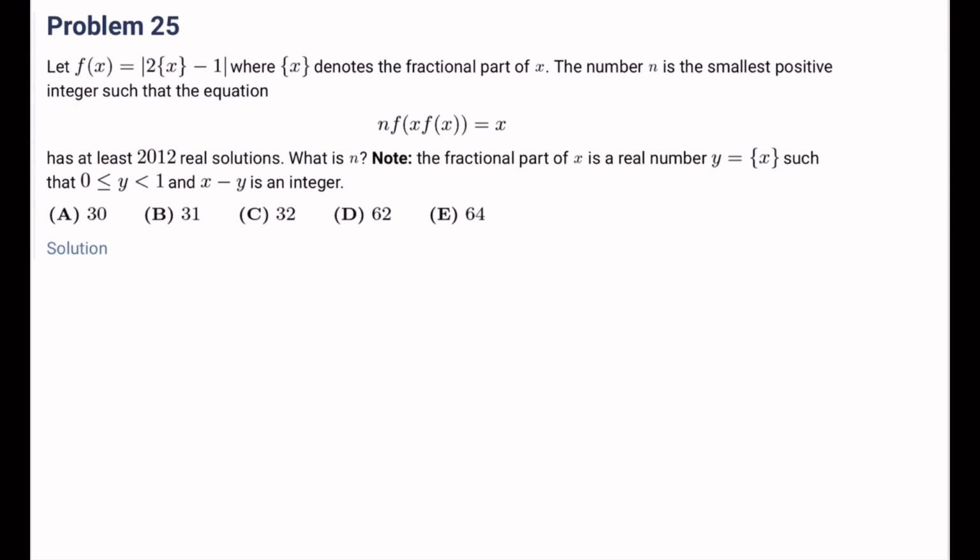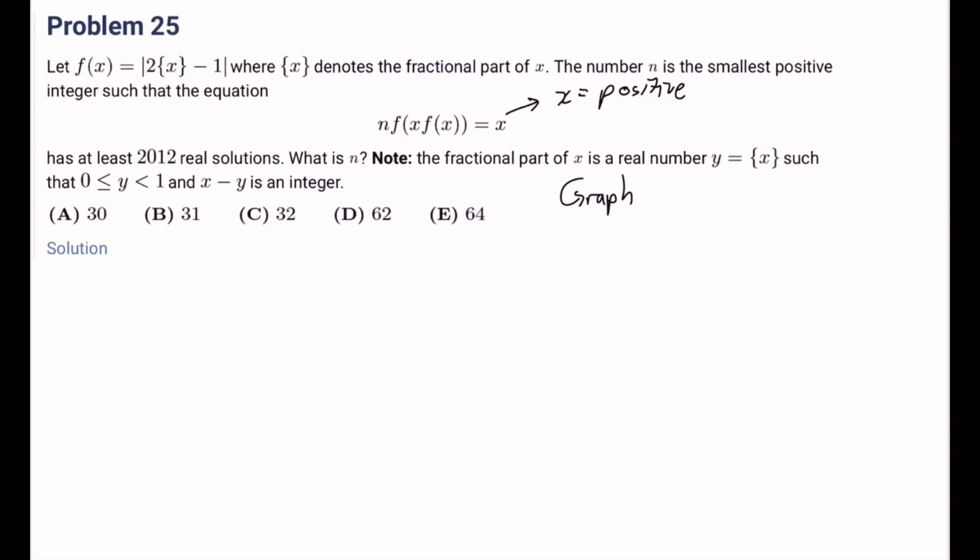And so our only solution here is to graph everything. First of all, we can see that this much is going to be a positive number because f(x) is the absolute value. That means this is positive, and since n is the smallest positive number, this is also positive, which means we only want to consider when x is positive. And now let's get into the graphing.